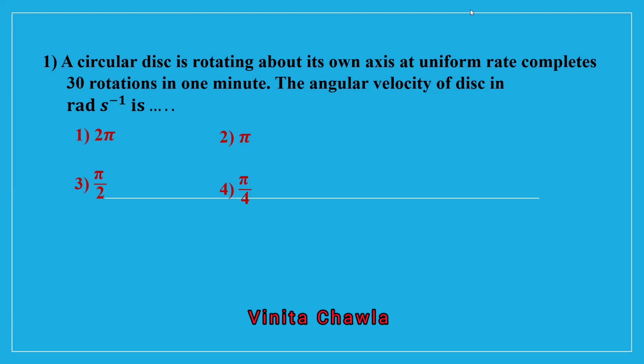How will you do this? Omega is theta by t. Okay. And how will we find theta? 2 pi n, where n is the number of rotations. Theta is 2 pi n. n is the number of rotations and time is given, it is 1 minute. In 1 minute, we have 60 seconds. Put the values, you'll get your answer. Answer is pi. Okay. Let's move to the next question now.